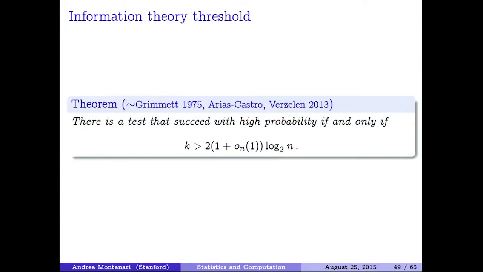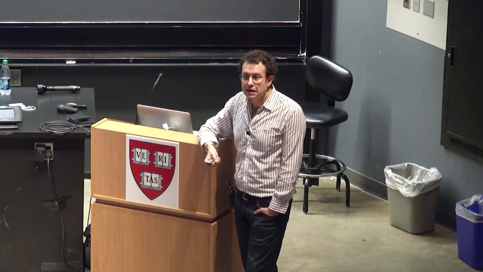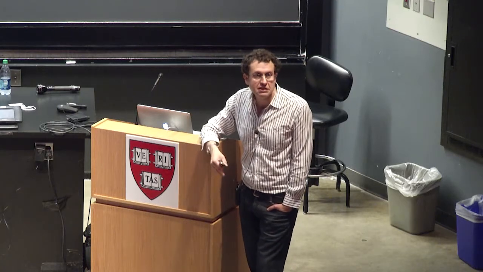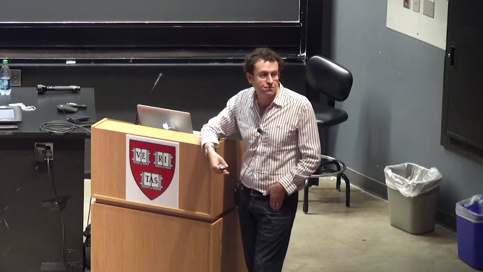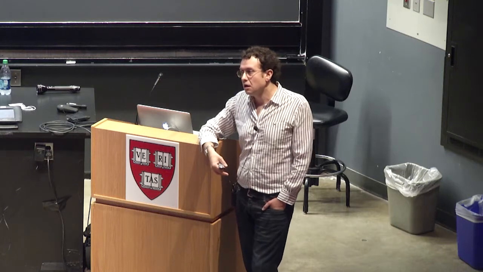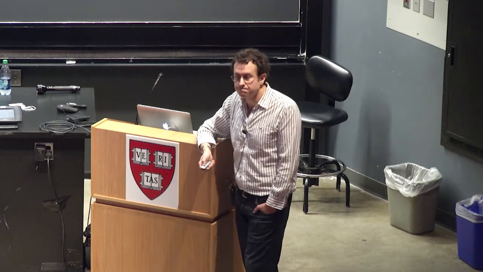Right? So now the information theory threshold is very easy to understand. This is basically a random graph result that dates back to Grimmett in the 70s, and was generalized and studied in every detail by Arias-Castro and Verzelen. And the result is that, specialized to this case, you are able to find the clique with high probability by exhaustive search if the clique size is bigger than 2 log n. And the 2 log n comes because this is basically the size of the largest clique in a G(n, 1/2) random graph.